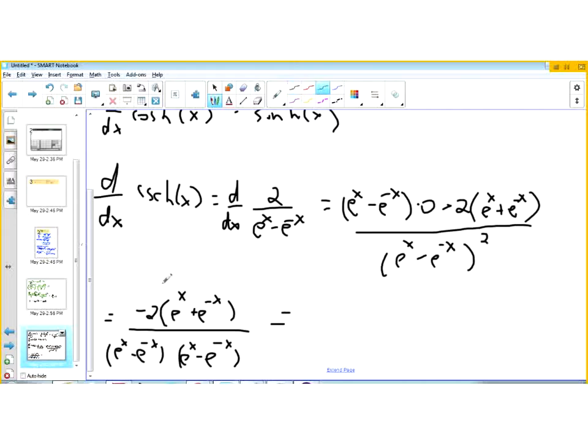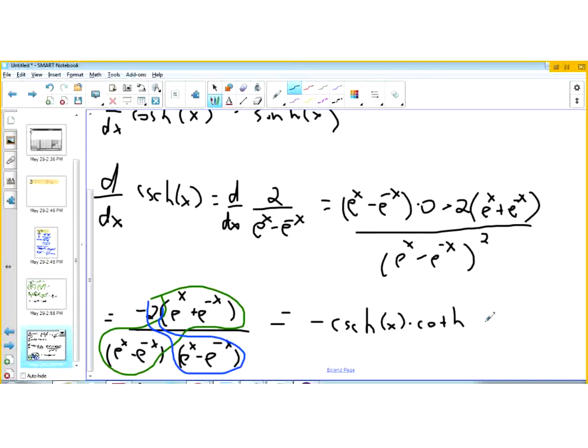And the reason why I did that is because now we have a pattern. Because you may recognize that this factor right here, that's hyperbolic cotangent. Okay? And this factor that I'll accentuate in blue, that's hyperbolic cosecant. All right, so we're left with the negative of csch of x, hyperbolic cosecant of x, times the coth of x. All right, so that's pretty straightforward. And that follows from trigonometry, the definition of the cosecant function. The derivative of the cosecant function, that is.